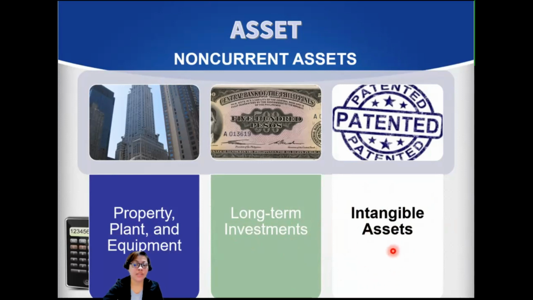They are non-monetary assets that lack physical substance that give the owner rights, privileges, and competitive advantages. So examples here, we have the copyright, goodwill, patents, franchise, trade names, trademarks, logo. Okay, so those are intangible assets.